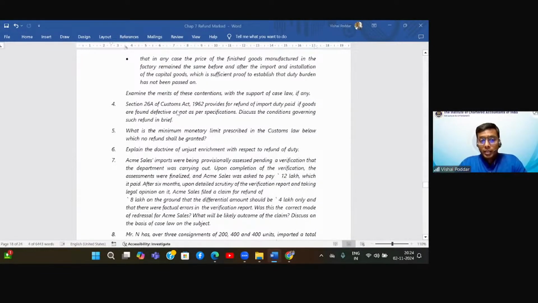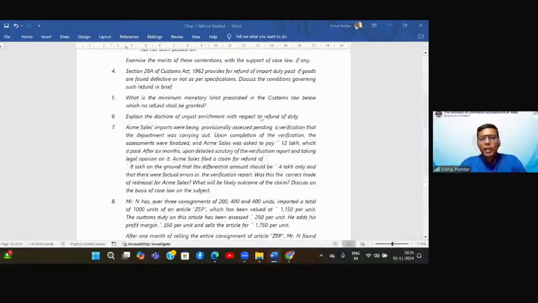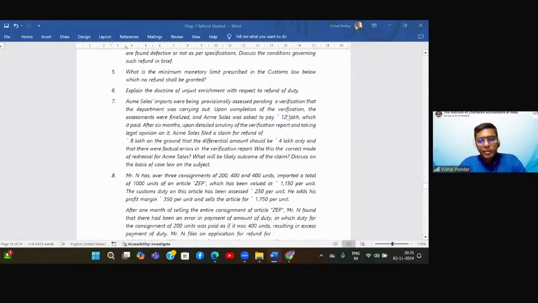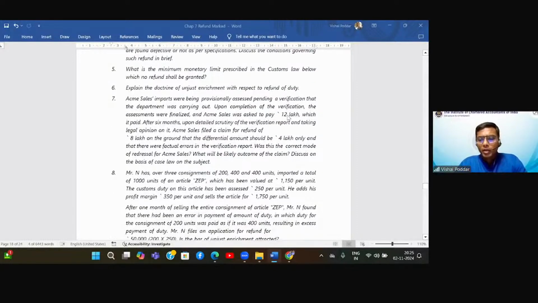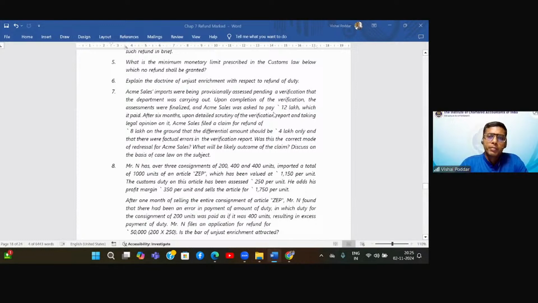Next, theory questions. Section 26A of the Customs Act provides for refund of import duties if goods are found defective or not as per specification. Discuss the conditions. We just saw them. What is the minimum monetary limit prescribed? It is 100, we know. Explain the doctrine of unjust enrichment, we have discussed in detail. So these are pure theory. You can refer to the relevant part of the module again.